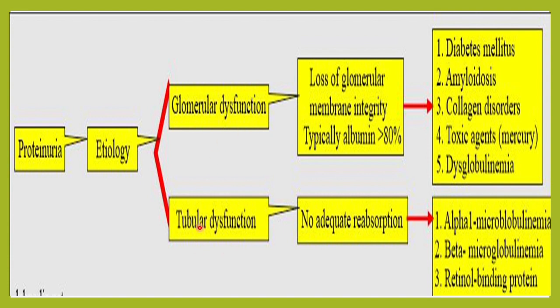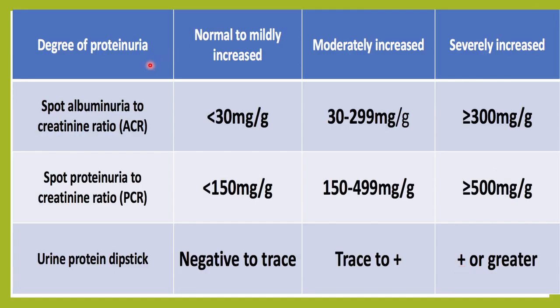And tubular dysfunction में क्या होता है? There is no adequate reabsorption, so that leads to proteinuria, which can happen in alpha 1 microglobulinemia, beta microglobulinemia, etc. So when we say the degree of proteinuria, we tell it as mildly increased, moderately increased, and severely increased.